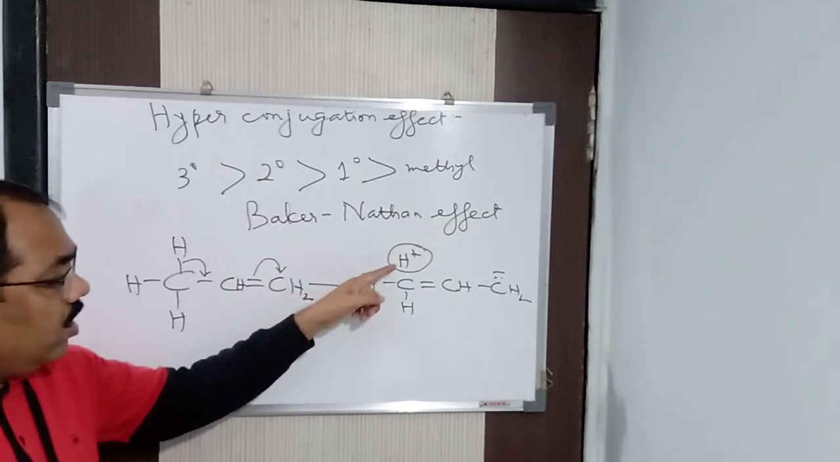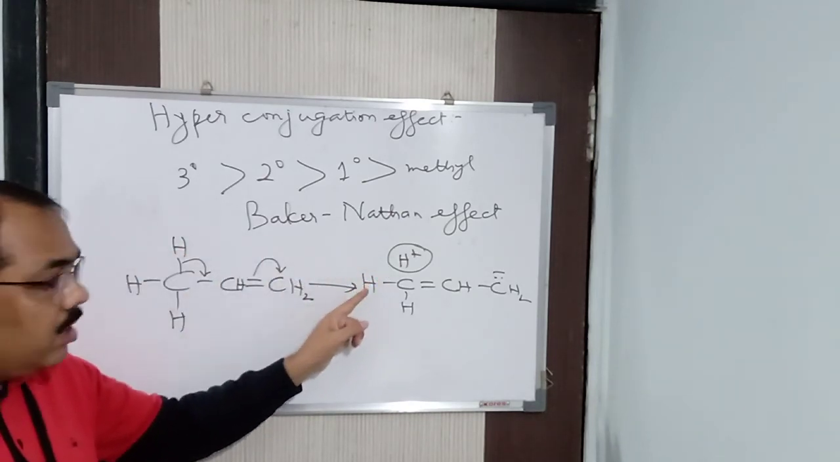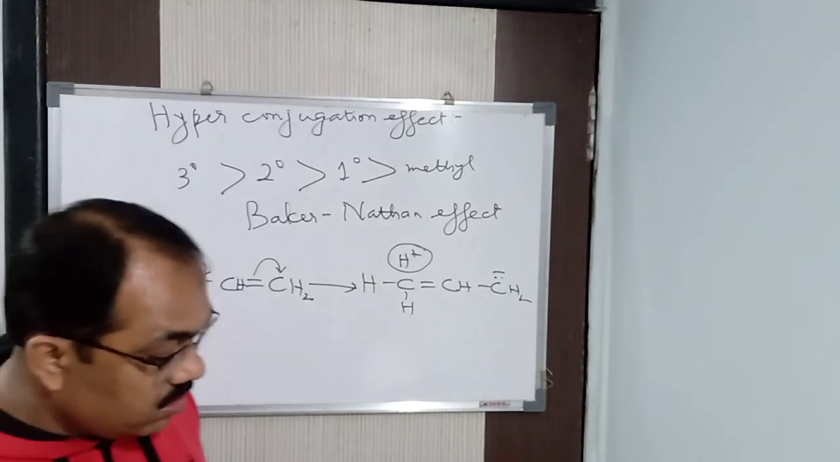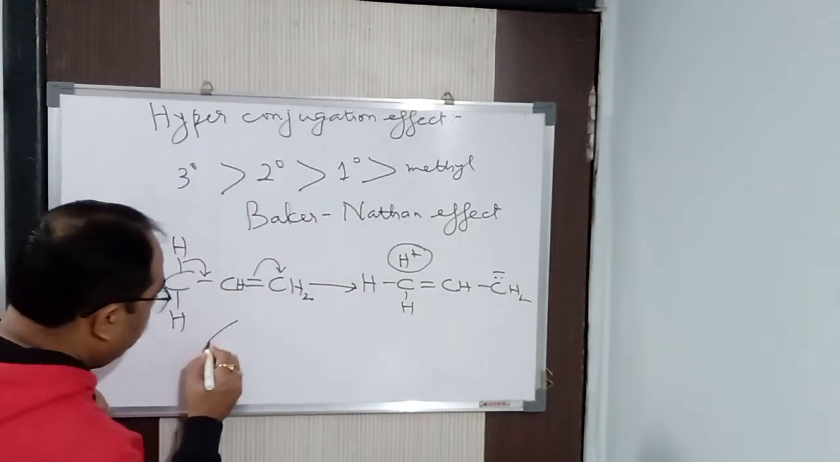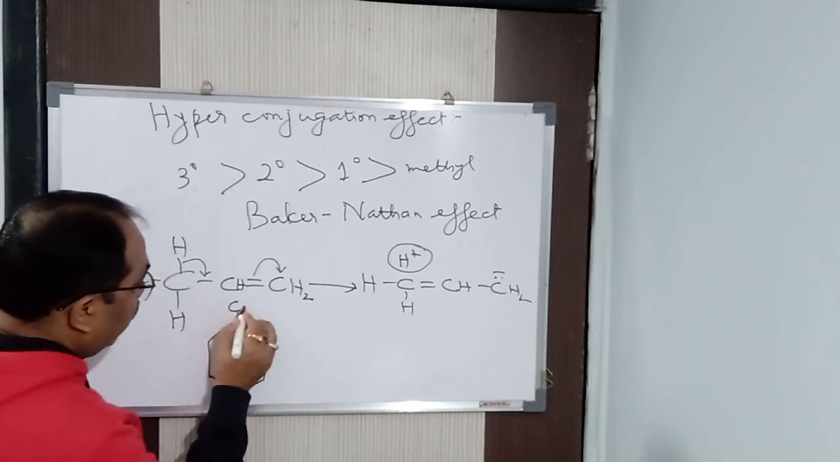Got it? So here the H plus ion is not attached to this particular alpha carbon atom, but still it cannot leave the site of this particular reaction. So hence it is known as no bond resonance. I can show it in the benzene ring also. I can show you in the case of the benzene ring also.